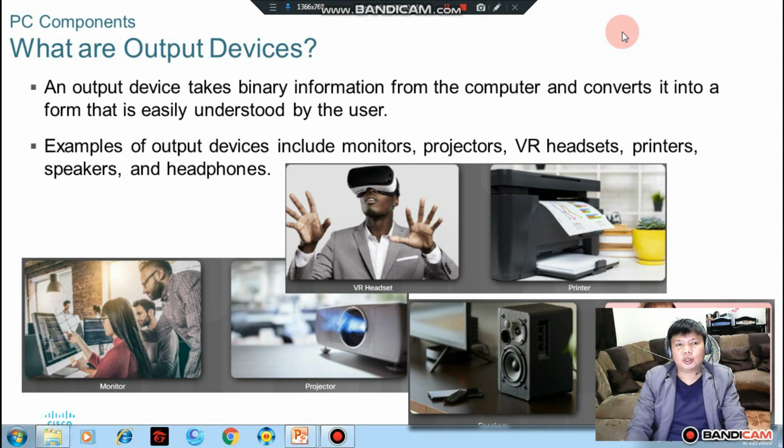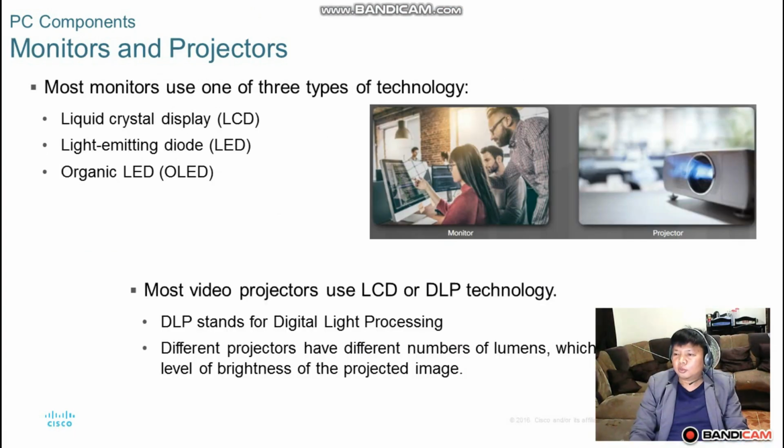What are the output devices? An output device takes binary information from the computer and converts it into a form that is easily understood by the user. Examples of output devices include monitors, the projector, the VR headset, the printer, speakers, and headphones.